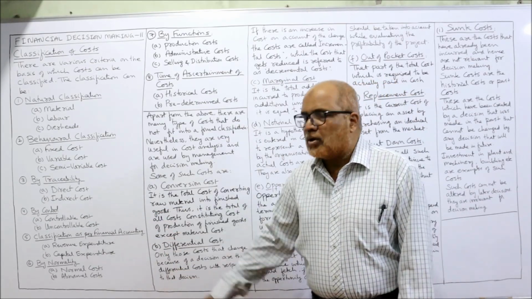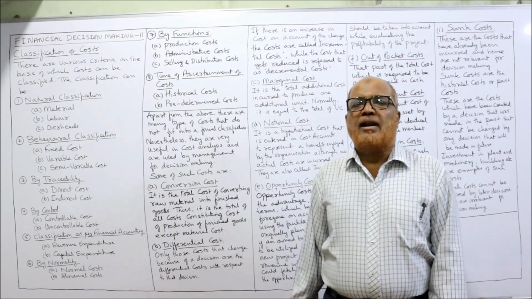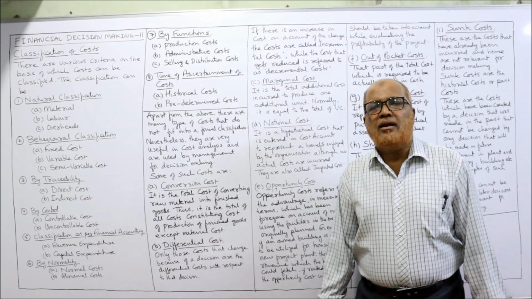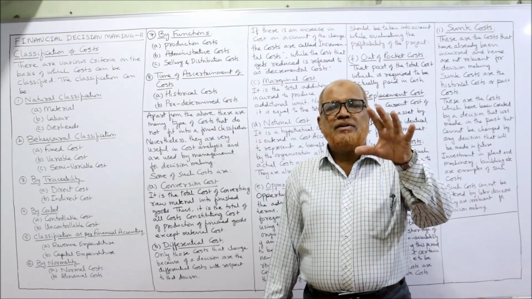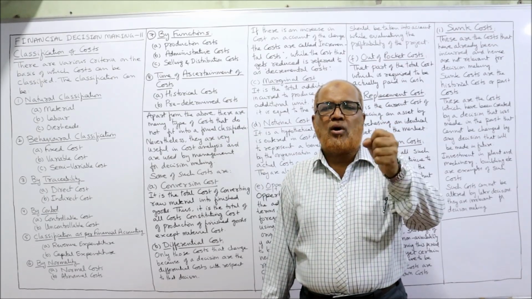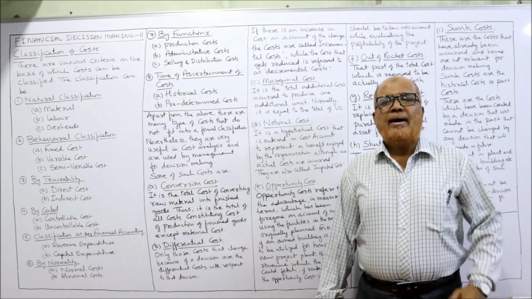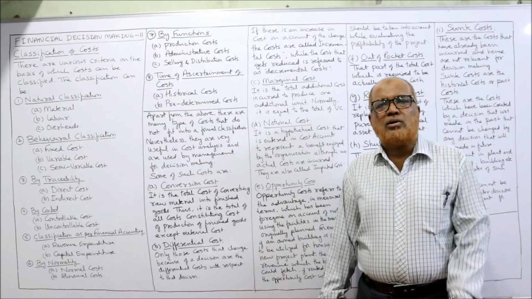Next one is according to controllability. According to controllability, the cost can be classified as controllable and non-controllable, uncontrollable. Controllable cost means the cost which can be controlled by a decision of the management. By taking a decision, the management can control the cost.